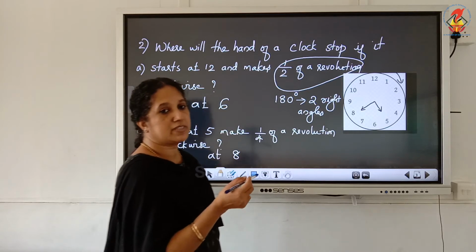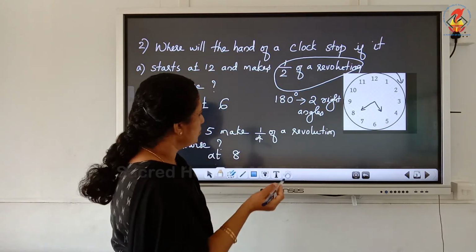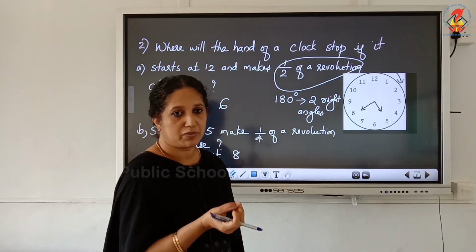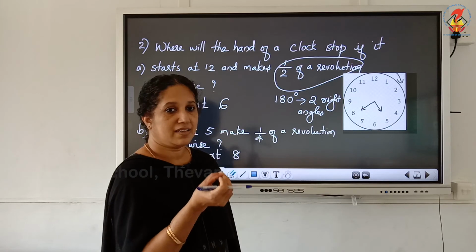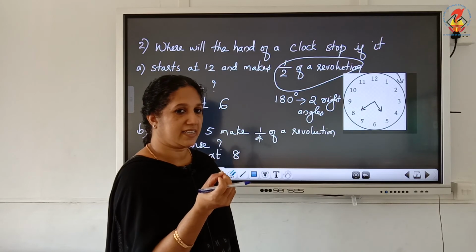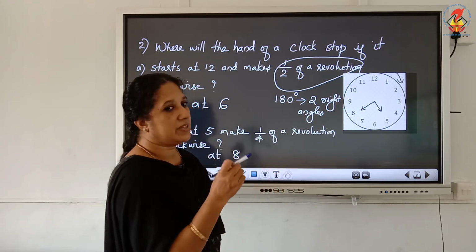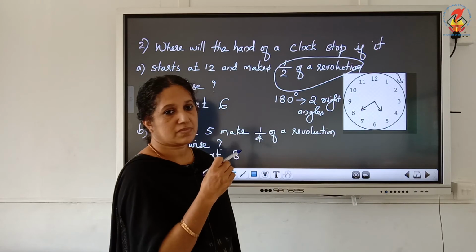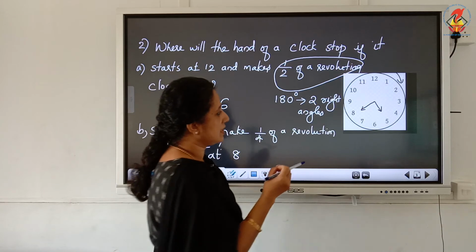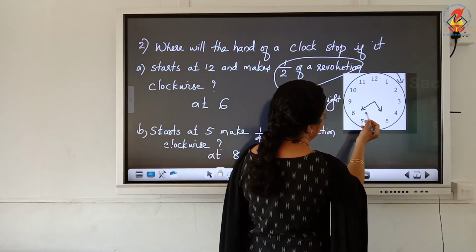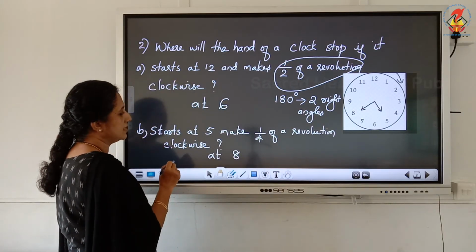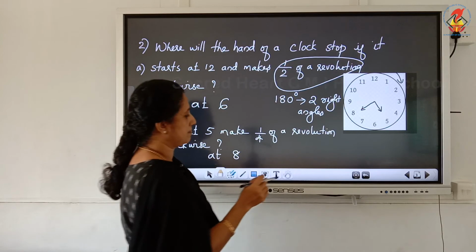So we have to find out the angle turned. You have to remember, 1/4 of a revolution means the angle turned is 90 degrees. If the angle turned is 90 degrees, the number of hours passed will be 3 hours. It starts at 5, and when it passes 3 hours, it will reach 8. So the hand of the clock will stop at 8.